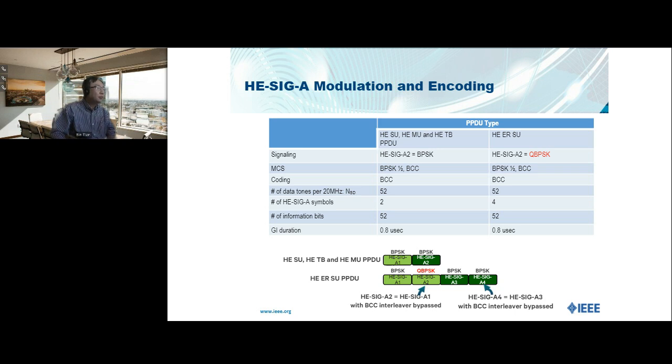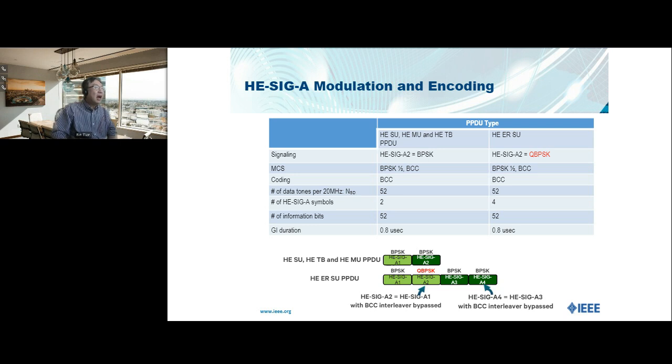There are two symbols there. Each symbol can carry 26 bits. The two symbols can carry a total of 52 information bits. And the GI duration is 0.8 microseconds. It's the same. By the way, in the entire pre-HE modulation portion, we don't change the GI.